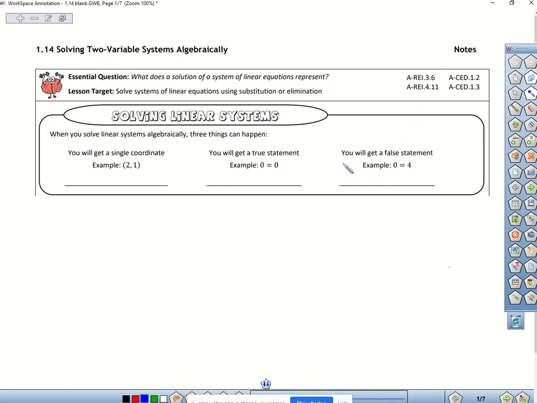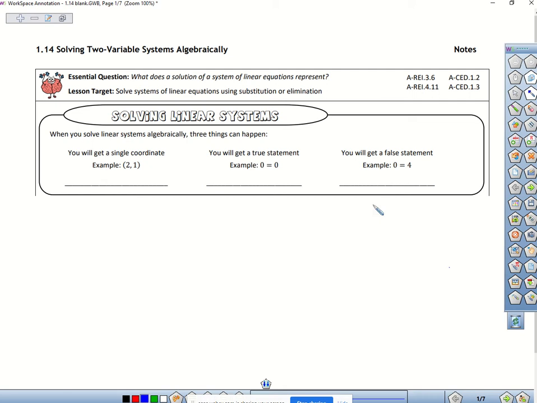Okay, so today we're going to be talking about solving two variable systems algebraically. Our essential question is, what does the solution of a system of linear equations represent? And our target will be to solve systems of linear equations using substitution or elimination. So that's two methods in which we solve systems. You should have done this before in Algebra 1, but we're going to do it again.